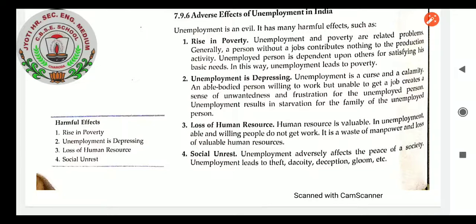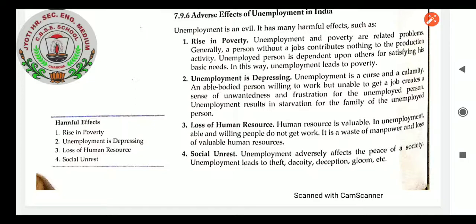Unemployment and poverty are related problems, we know very well, because as the people will be unemployed, they will not be having income, and when the people are not having the income to satisfy their basic needs, definitely they will come in the category of poverty. So unemployment and poverty are related problems. Poverty is just because of unemployment. An unemployed person is dependent upon others for satisfying his basic needs. In this way, unemployment leads to poverty. Okay, so unemployment is the leading problem for poverty.